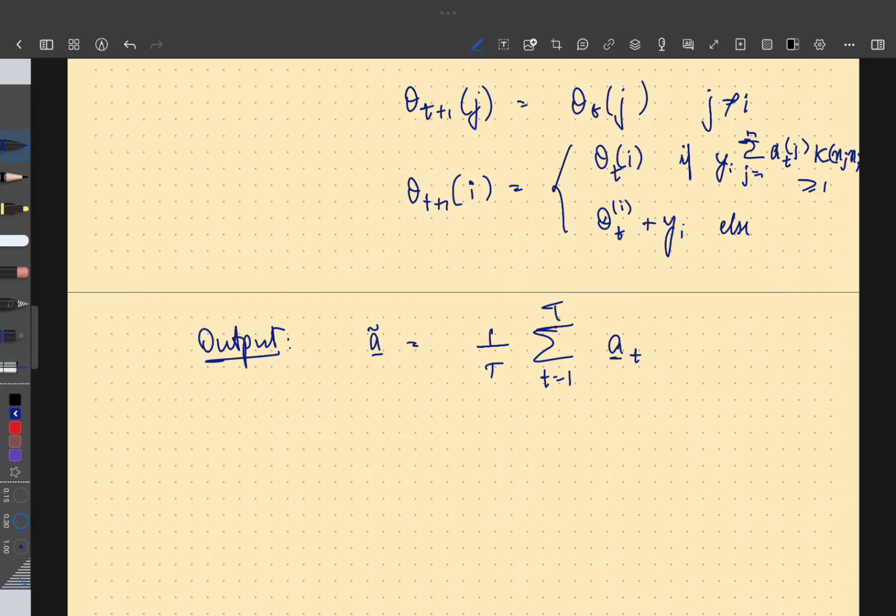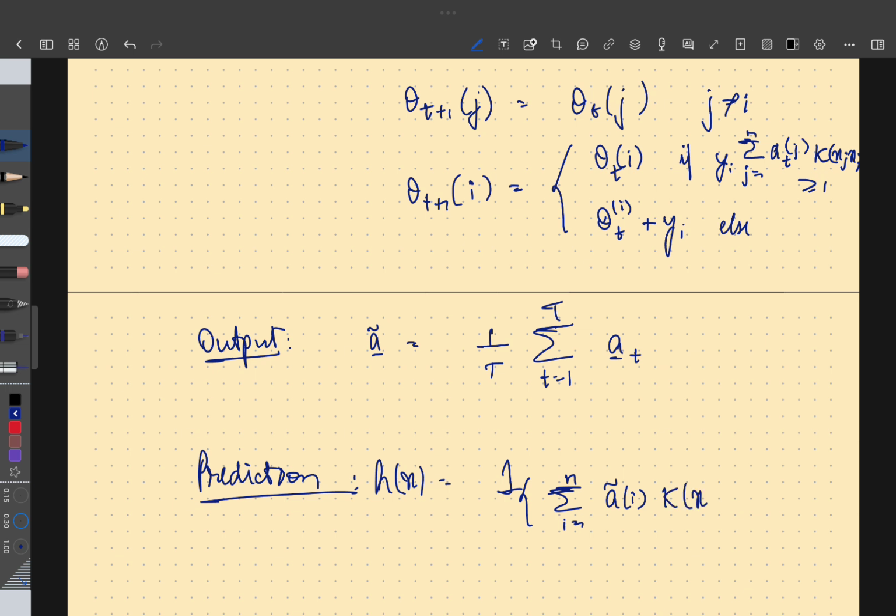All right. So the classifier would be the indicator of summation over i equal to 1 to n of a tilde of i times k(xi, x) greater than 0.